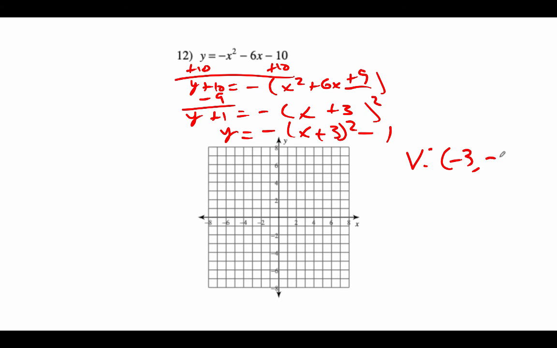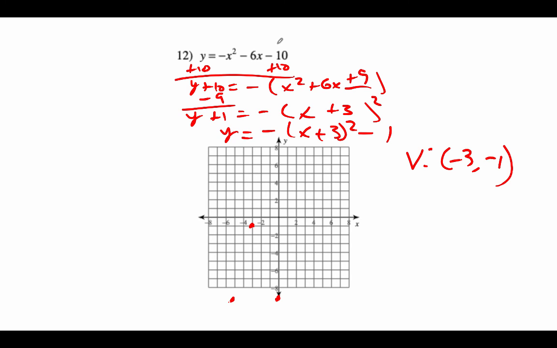Vertex, negative 3, negative 1. Negative 3, negative 1. And I know I'm opening down. This has no real roots. I have a y-intercept of negative 10, which is way down here. Symmetry is 3 away and 3 away. But I should probably get another point. I could put a negative 1 in there.